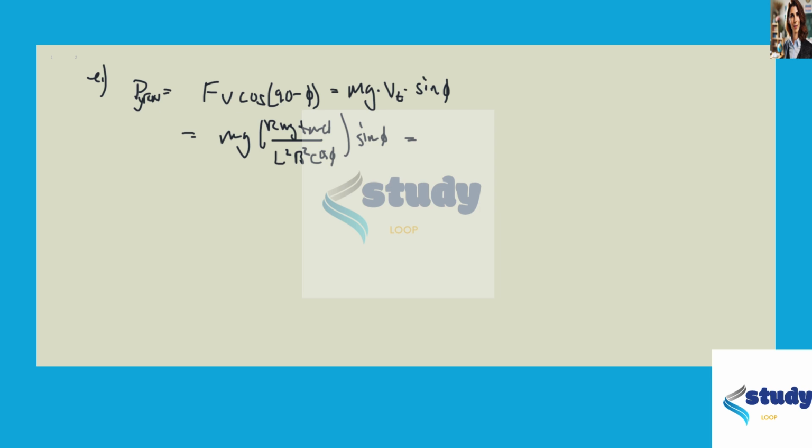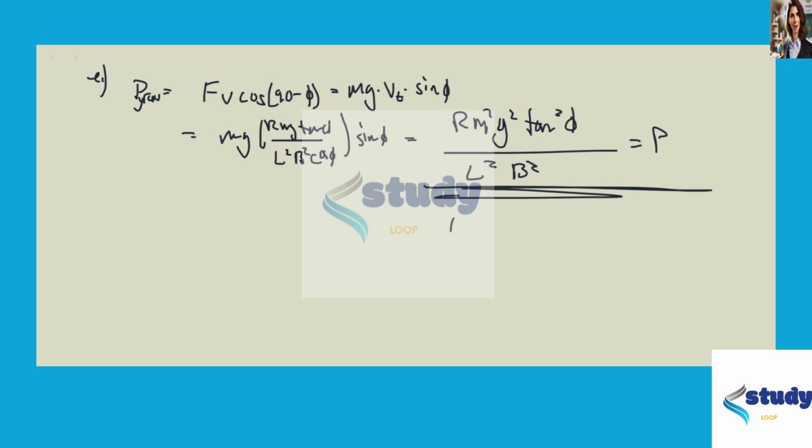Okay, let's start simplifying. We see this R m squared g squared. Sine over cosine is tangent, so we have two tangents all over L squared B squared, which is exactly what we got from part D. So we know this is working, and we did it correctly. Awesome.